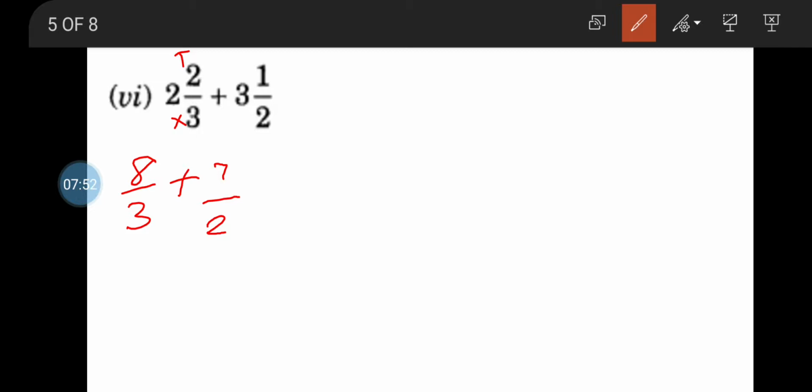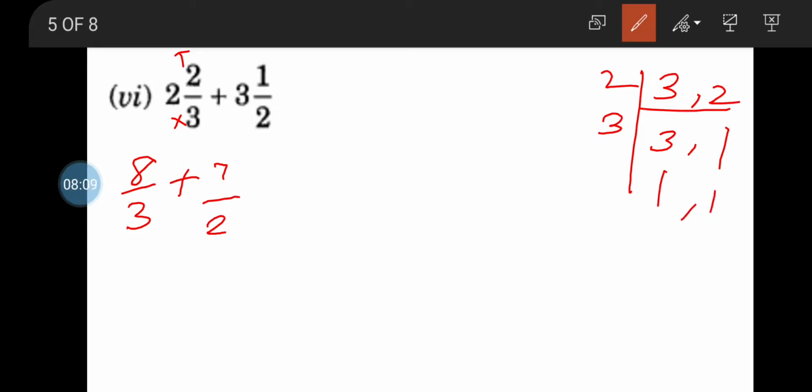Okay, if you see here, the denominators are not the same. So you have to take the LCM of 3 comma 2. Okay, so first you divide by 2, so 3 will be as such, and 1 you will get here. And by 3 means 1 comma 1 you will get here. Okay, the LCM is 2 into 3, that is 6. 6 is the LCM. So we need to bring 6 in both the denominators.